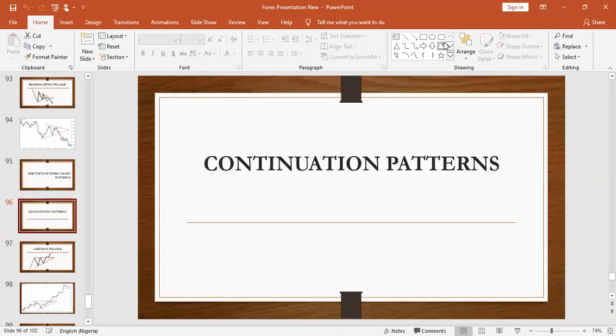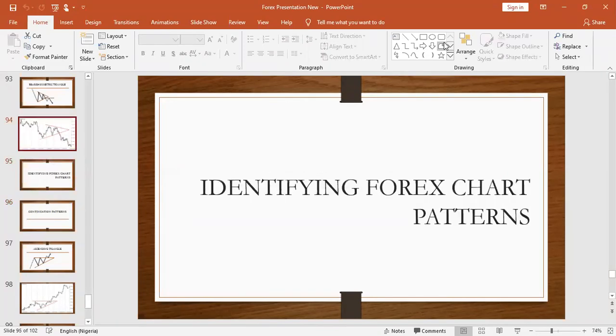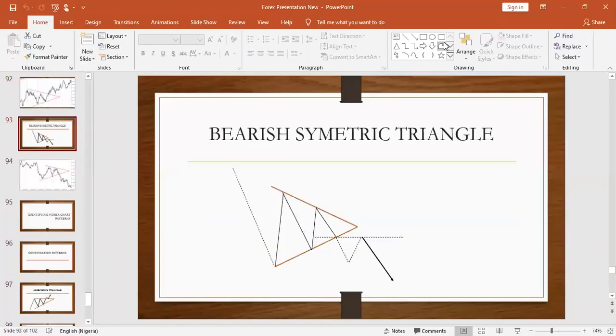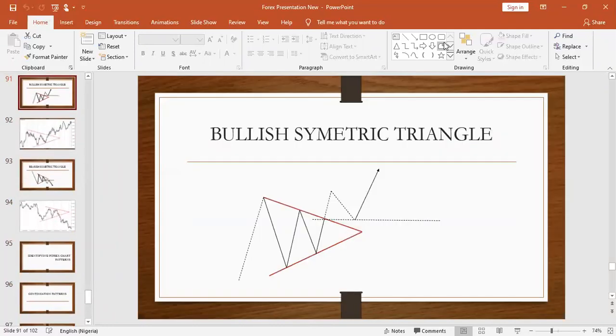And if you are in our group, you would see that we spotted this pattern. We spotted a bullish symmetrical triangle. We spotted it yesterday, and it actually took flight today, and we made some good profit. We spotted this on the Great Britain pound against the US dollar.